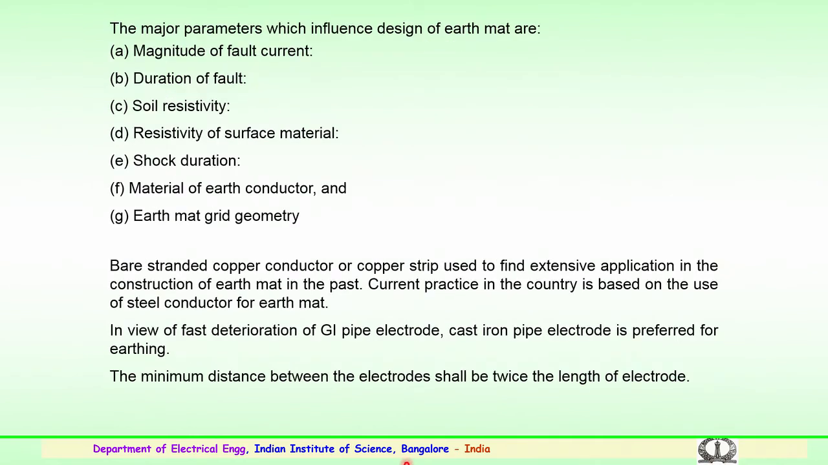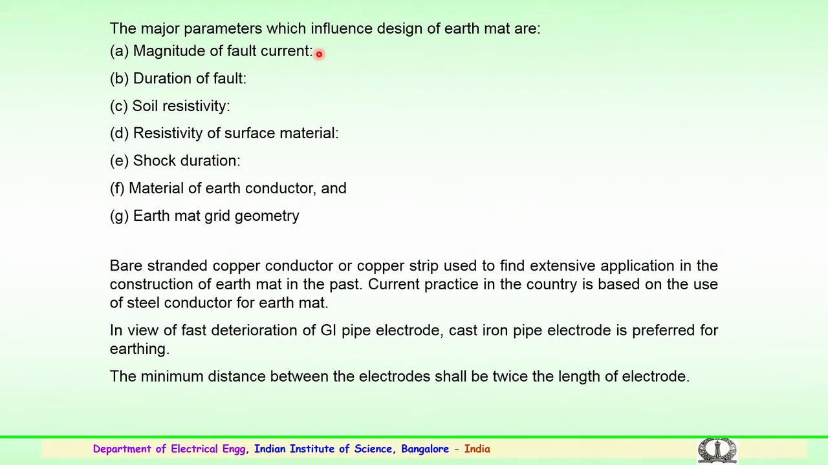The major parameters which influence the design of the earth mat are the magnitude of the fault current. Again, the magnitude of the fault current depends on the voltage level of the substation at which it is operating, and the fault which an equipment sees, the duration of the fault, the soil resistivity of the area, the resistivity of the surface material, the shock duration, the type of shock, the material of the earth conductor which has been used, and the earth mat geometry which has been used in the substation. So, several of these parameters influence the design of the earth mat of a substation.